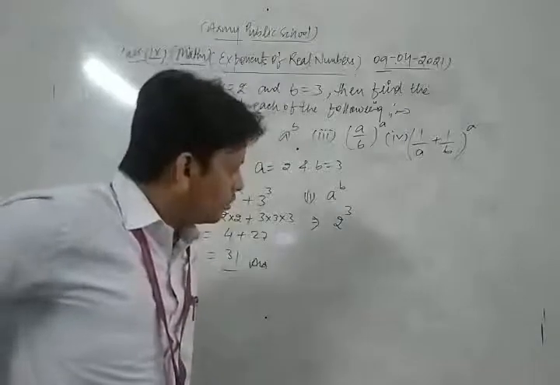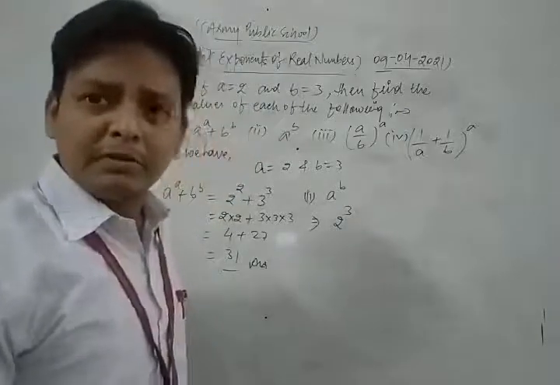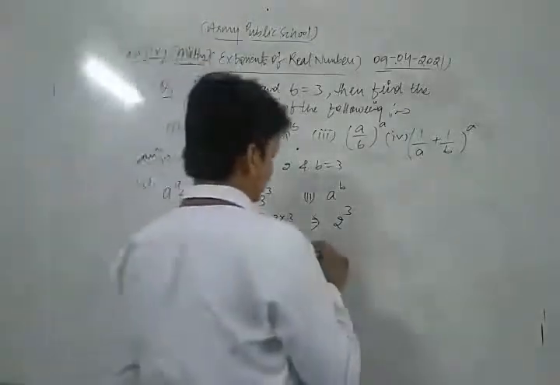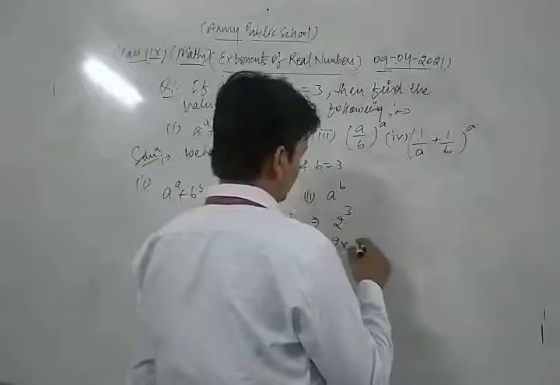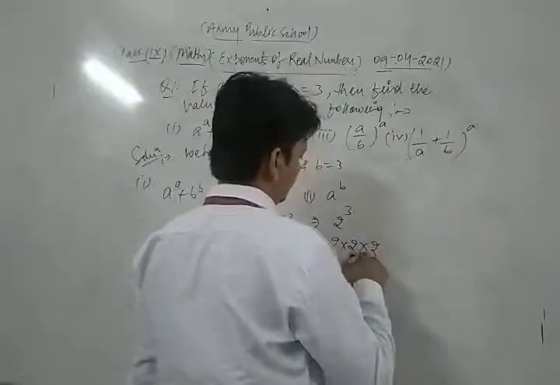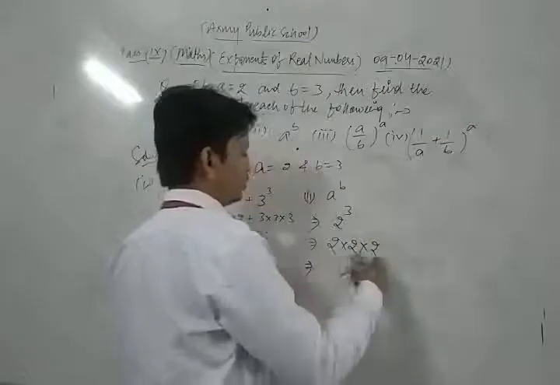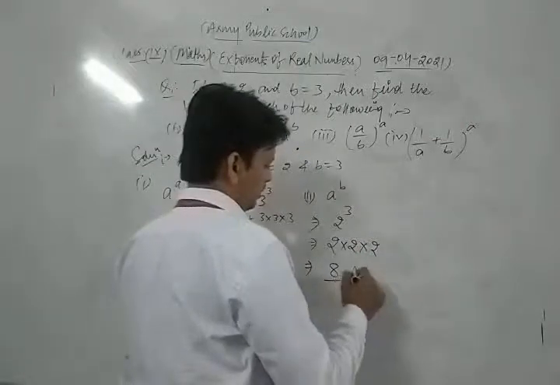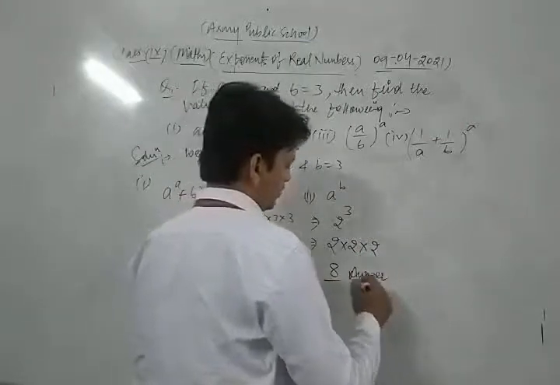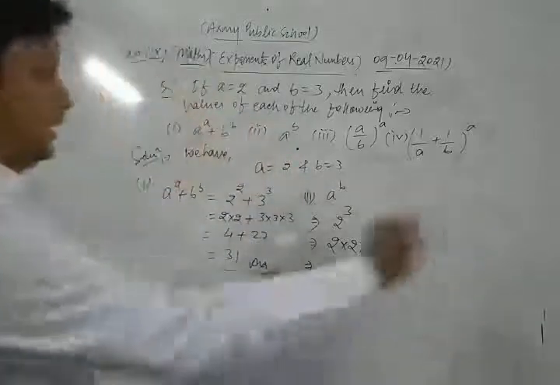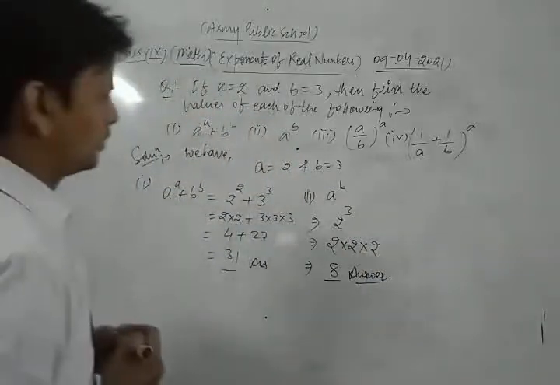Now we just simplify them. So we get 2 into 2 into 2, so we write it as 2 to the power 4 to the power 8. This is another solution of the given question.